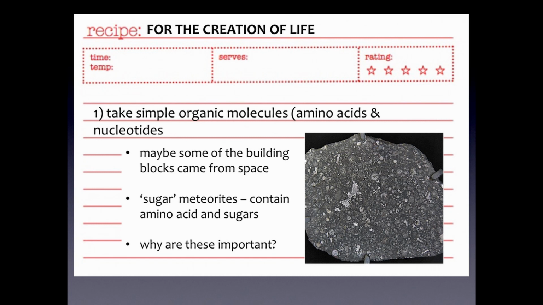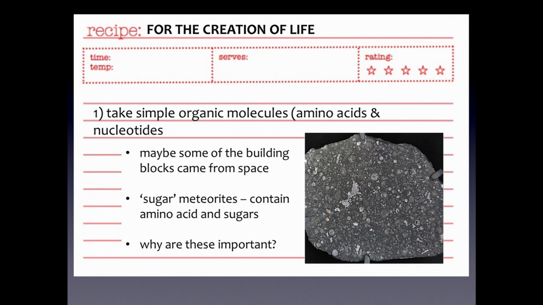So we have meteorites that come to Earth all throughout the year. A lot of them we're not aware of, some of them burn up in the atmosphere, but some make it through the atmosphere quite large, and we're able to collect pieces of these. We see that meteorites have a variety of compositions, but there's some that are known as sugar meteorites. And we see that these contain amino acids and sugars.